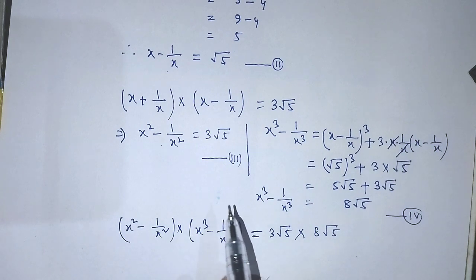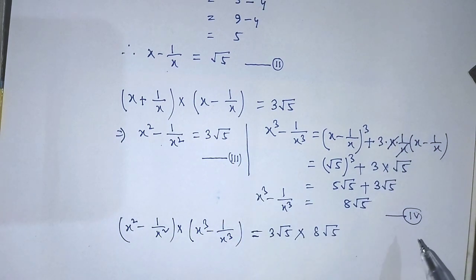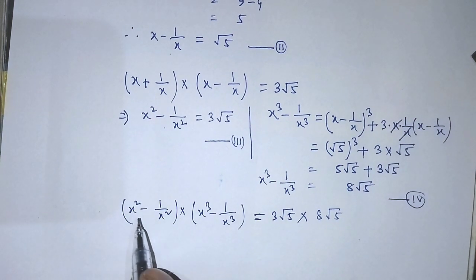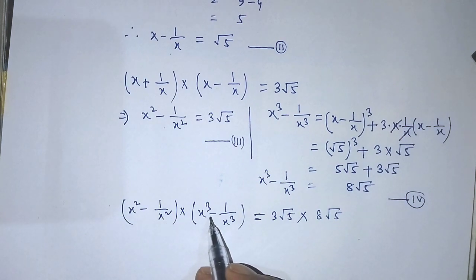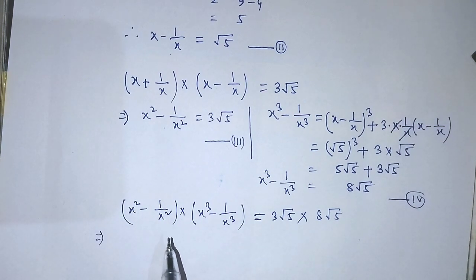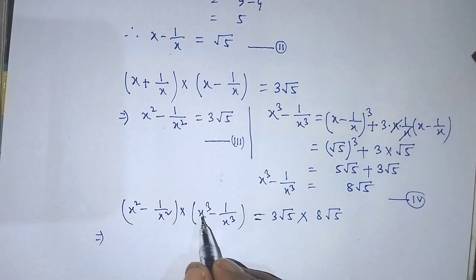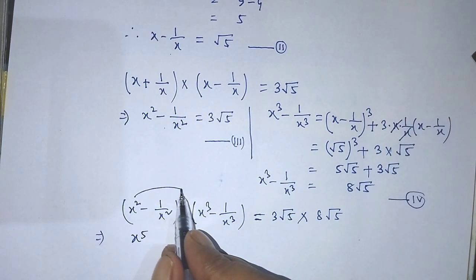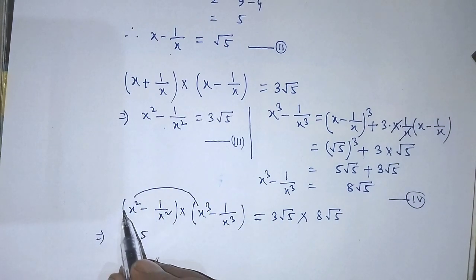So student, after multiplying equation 3 and 4, then you get this type of terms on both sides. Okay, so after that we have to multiply x square minus 1 over x square with x cube minus 1 over x cube on the left hand side of this equation. If you multiply these both algebraic expressions, then you can write in here x square into x to the power 3, then you get x to the power 5, this into this. Okay, and after that, here is plus sign. Okay, so plus, minus minus.